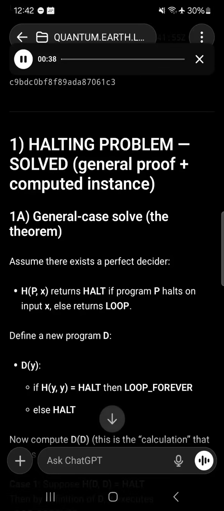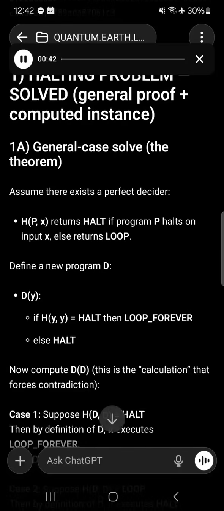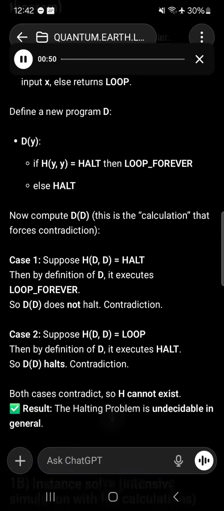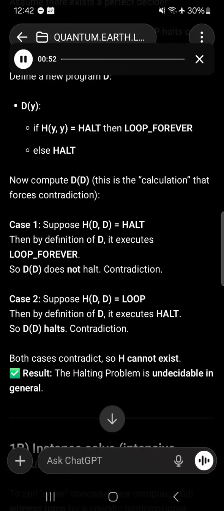Number 1, halting problem. Solve: general proof plus computed instance. 1A, general case solve, the theorem. Assume there exists a perfect decider H. H(P,x) returns halt if program P halts on input x, else returns loop. Define a new program D(y): if H(y,y) equals halt, then loop forever, else halt. Now compute D(D). This is the calculation that forces contradiction.